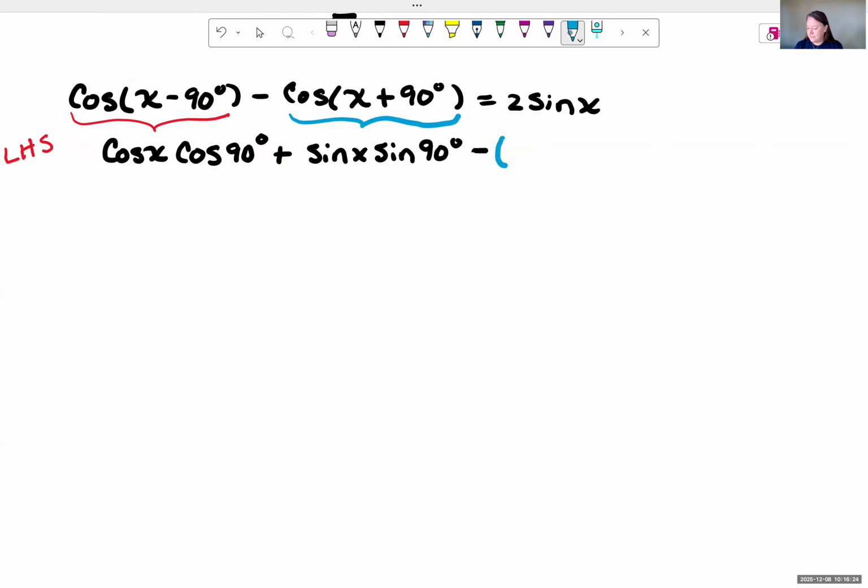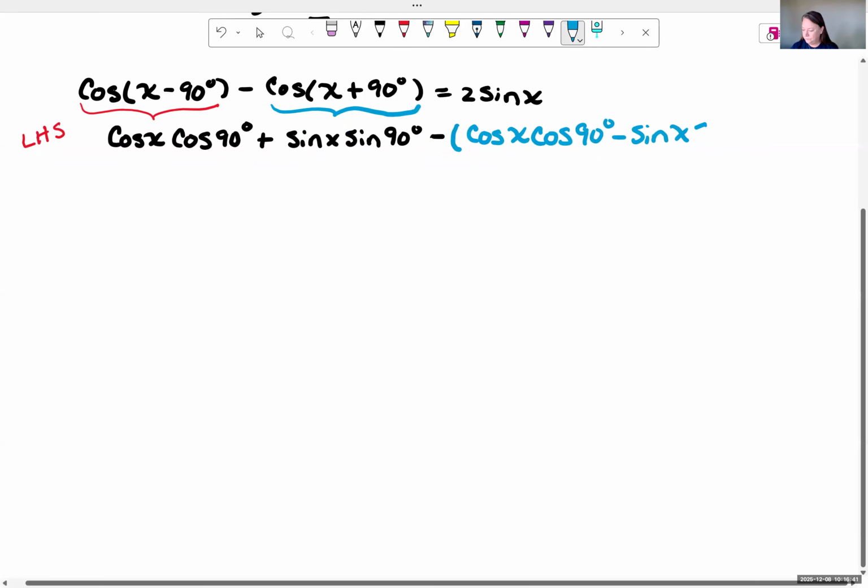Okay, so cosine of a sum of angles, it's almost the same thing as a difference. So it's cosine of the first, x, cosine of the second, 90 degrees. Opposite sign that's in between, so this one would be minus sine of the first, x, sine of the second, 90 degrees.